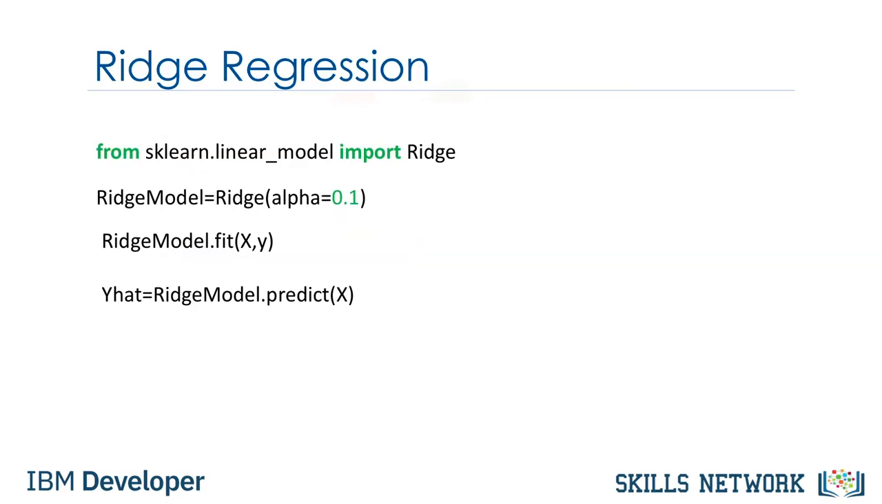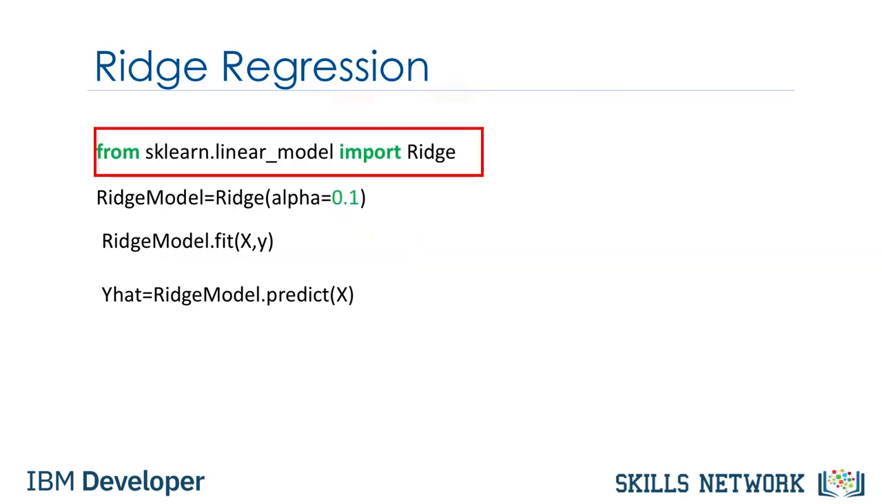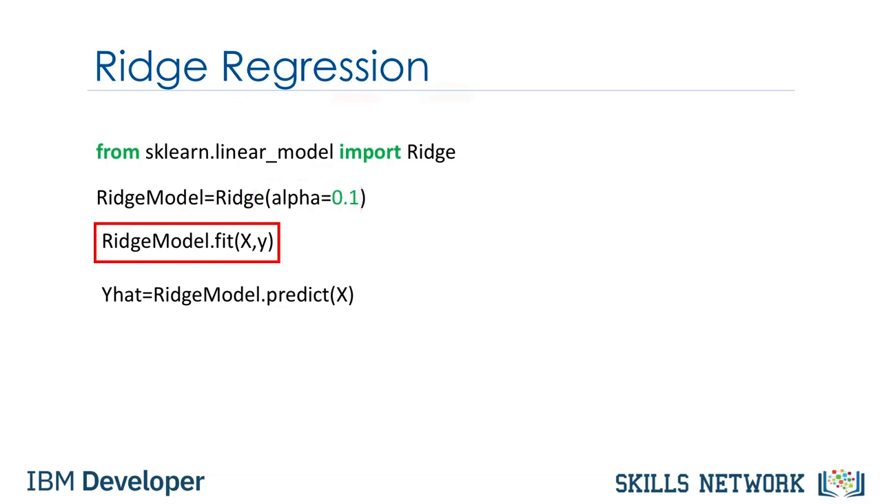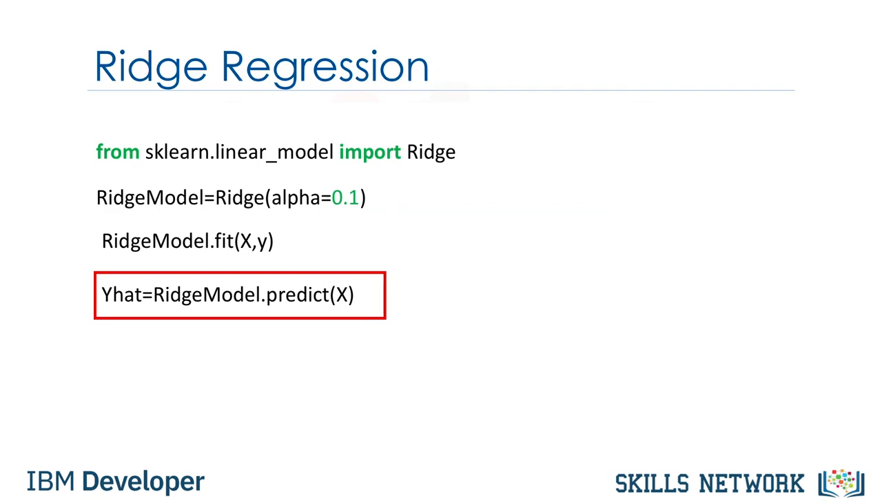To make a prediction using ridge regression, import Ridge from sklearn.linear_model. Create a Ridge object using the constructor. The parameter alpha is one of the arguments of the constructor. We train the model using the fit method. To make a prediction, we use the predict method.